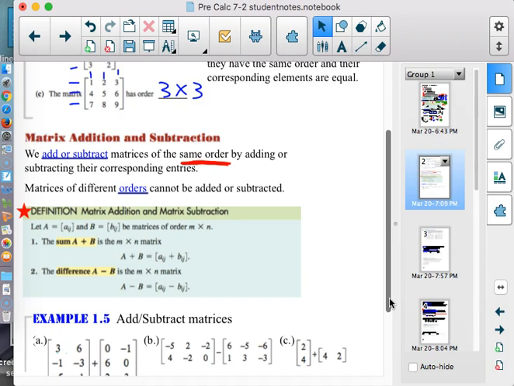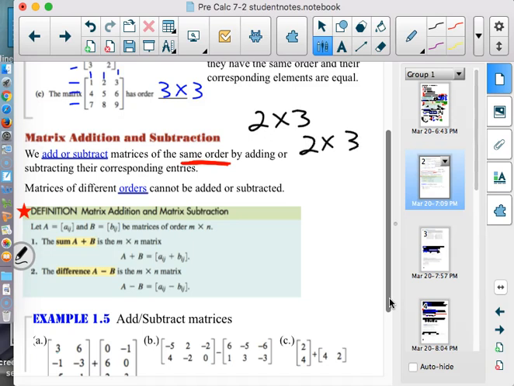Matrices of different orders, basically it means they have different sizes. You cannot add or subtract those because you have to have the same entries in the same positions in order for that to work. What I mean by that is, if you have a 2 by 3 matrix, you're going to have another 2 by 3 matrix so that each position that's held in the first matrix has a corresponding entry in the second matrix. So matrix addition and matrix subtraction, we see a definition here.